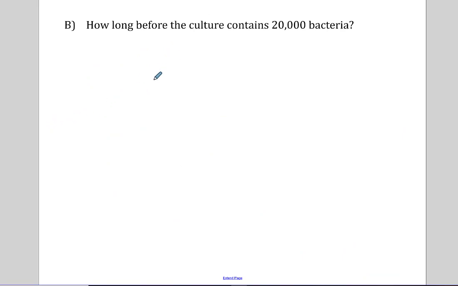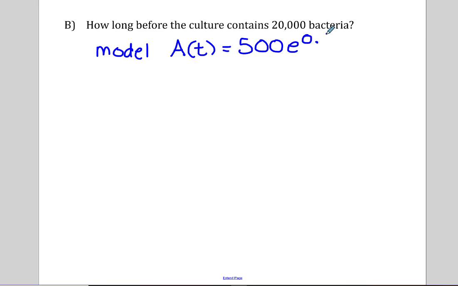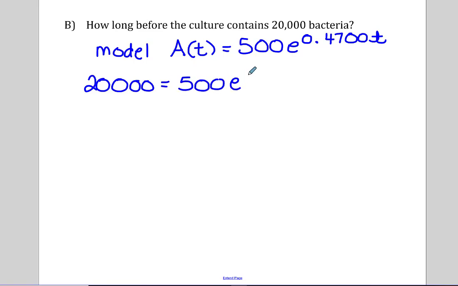So now, how long before the culture contains 20,000 bacteria? So we've got our model. That was A of t is 500 e to the 0.47 t power. And we want to know, we're going to solve for time this time. So we've got 20,000 bacteria where we had 500 initially. And we want to find out how much time passes to get that 20,000.